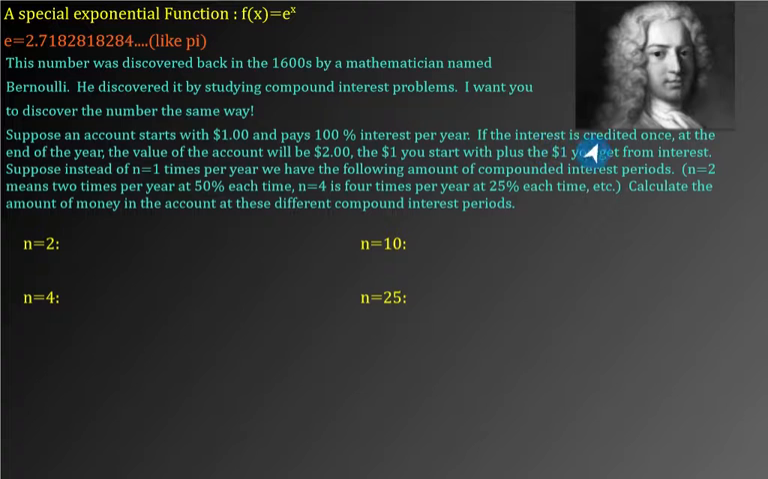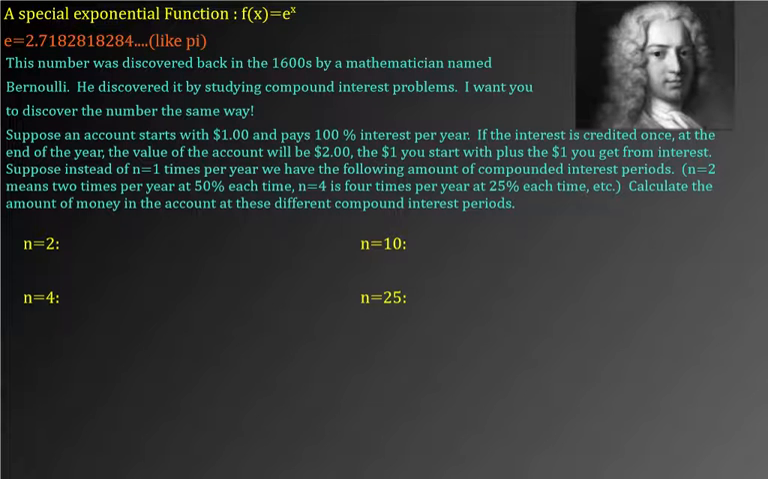So the interest, we'll just say, is credited once at the end of the year. So it's just applied, the year goes by, and then you just apply it. So the value of the account will be $2, right? The dollar you started with plus the $1 you get from interest, because you get 100% of your dollar at the end of the year. So assume you don't touch any of the money, right? You just let that sit there. You would have $2 at the end of 1 year, right?